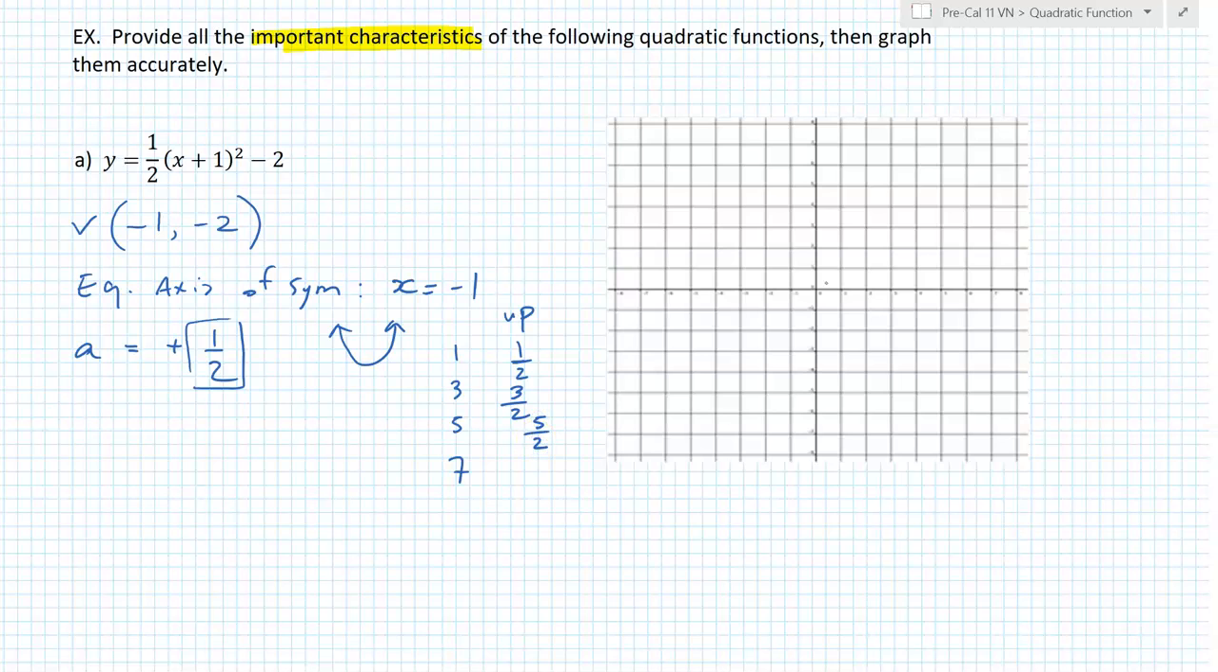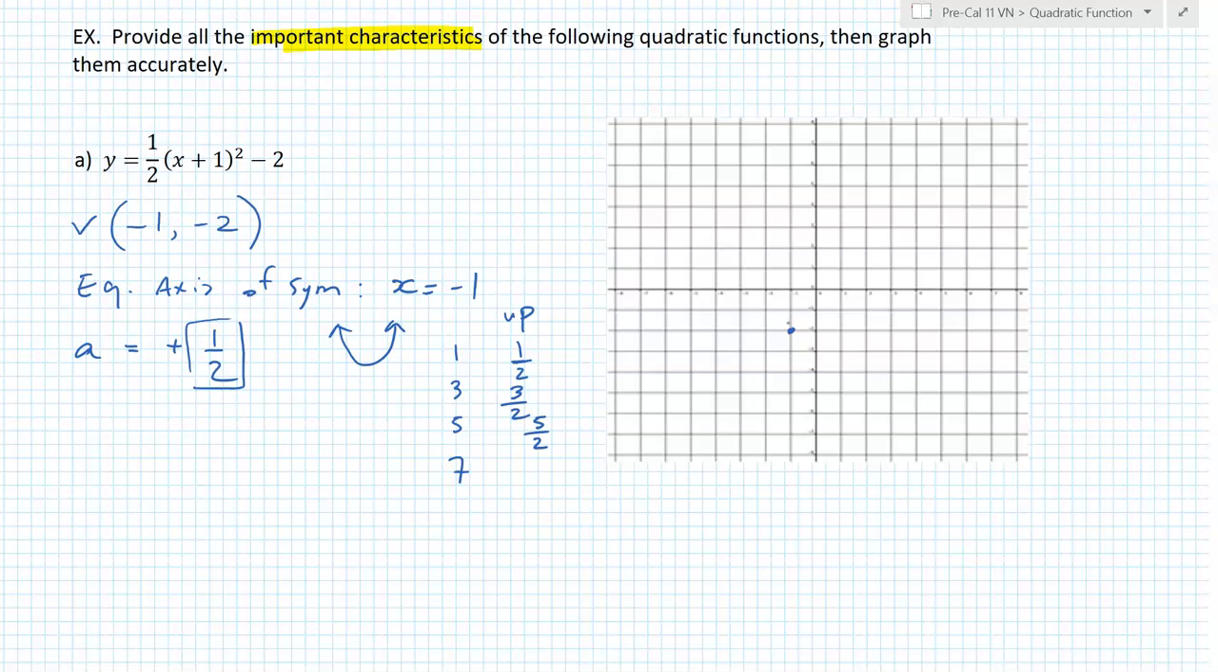All right, so let's go ahead and plot the vertex first. (-1, -2). So (-1, -2) is right here. So I'm going to plot that. Very good. The next thing is that I'm going to use the expansion compression factor.